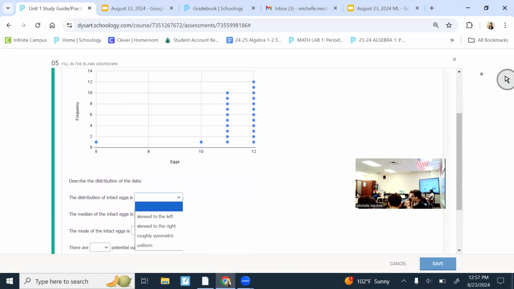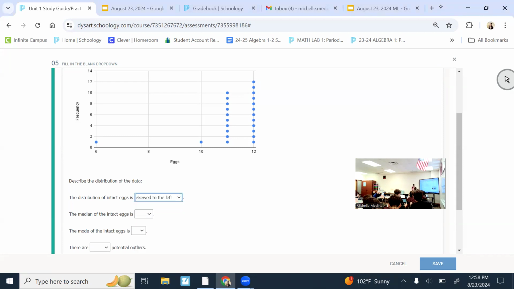Yeah. Miss Medina. Yes. If you could not. But how would you describe the shape of this distribution? To the left is correct.